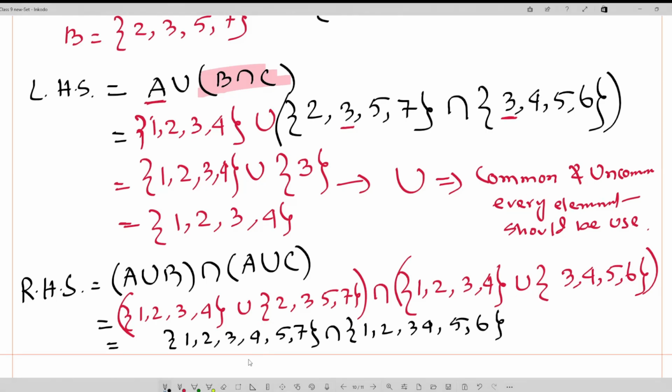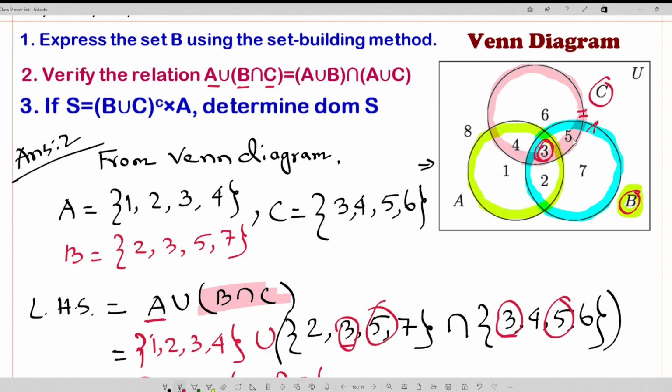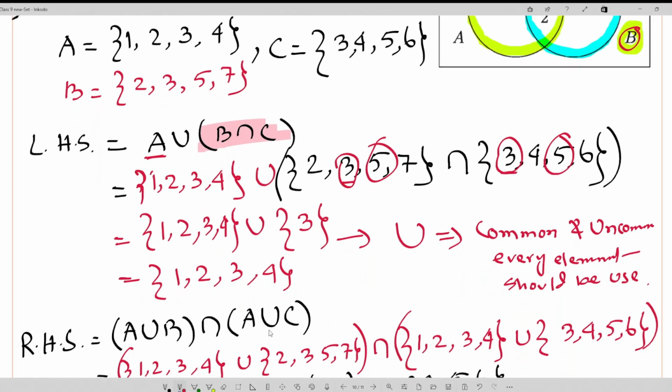Look, we made a mistake like this. Here the common thing is not only 3, but also 5, right? Therefore, look, here is also 5. 5 belongs to B and also C. So here we also include another element, which is 5, right?